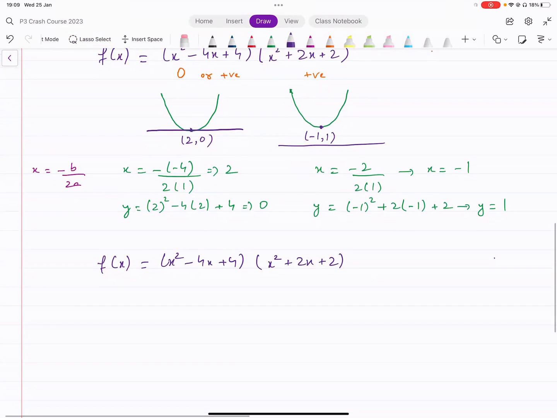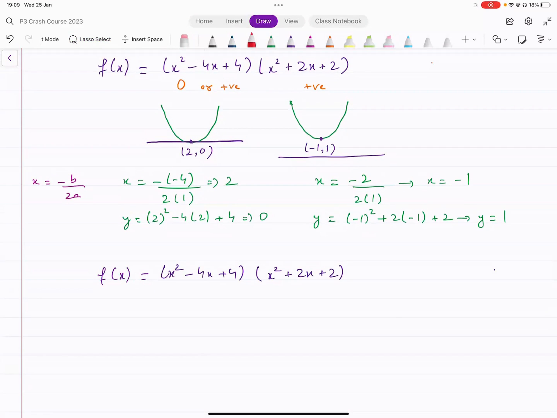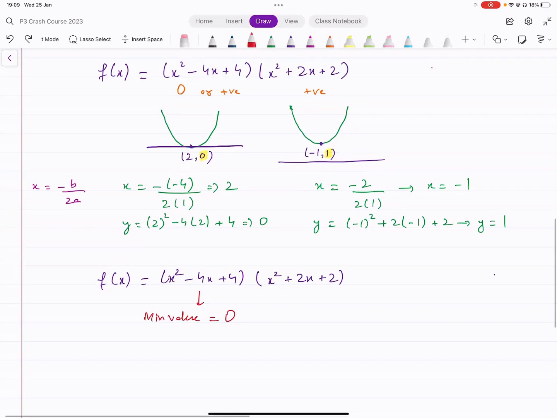right? What we have done is we have found the minimum point of both functions. Minimum value of this function, what's this? It's 0 for this function. Remember, when we talk about minimum or maximum value, we're talking about the y value. Minimum value for this function is 0. Minimum value for the second function is 1. For the second function, the minimum value is 1.